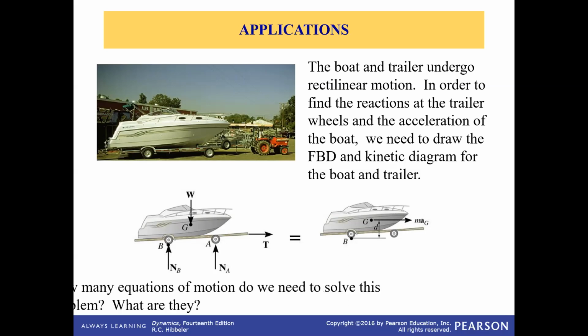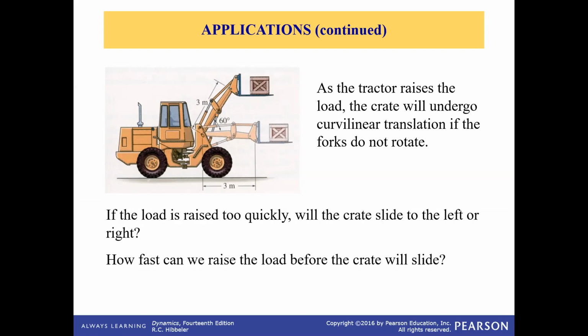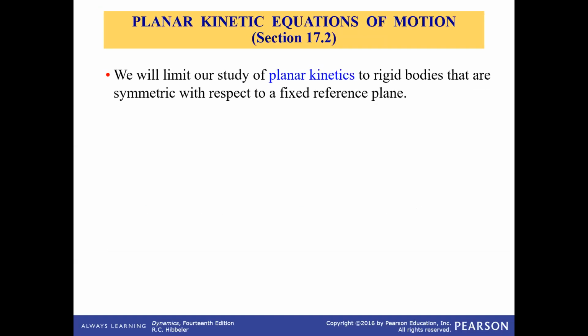Now, for a tractor like this, if it picks up some loads, then the loads also have a translational motion in this case. So it's curvilinear translational motion, and that's what we want. We don't want the load to be slipping and falling off the ground. So we should be looking at all the different forces on the load and see how that can be maintained. That's the topic of the day here.